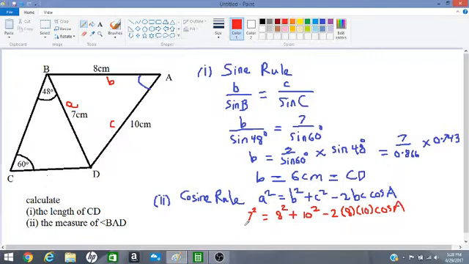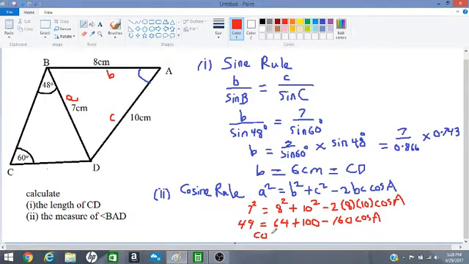Let's simplify this. 7 squared, 7 sevens are 49. 8 eights are 64. 10 tens are 100. Minus 2 times 8 times 10, 160, cosine A. Simplify this. We got 49 subtract 164. Okay, and afterwards this must be divided by negative 160.